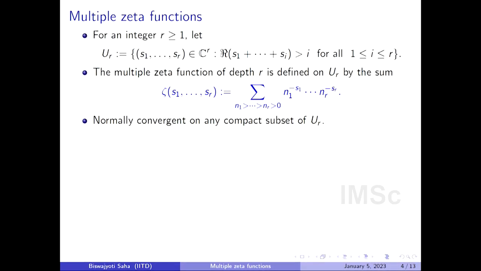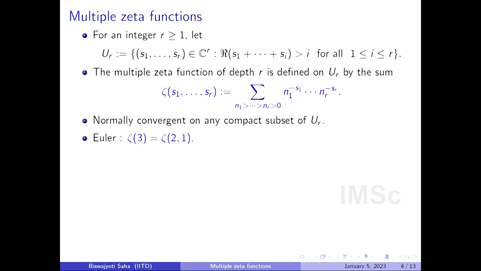That brings us to the setup of multiple zeta functions. I'll go through it quickly. Here I need a technical open subset of C to the power r, and we can define the multiple zeta function as a similar nested sum over these indices. It's an infinite sum, but nevertheless it converges uniformly on compact subsets, and therefore it will be holomorphic on this particular open subset.